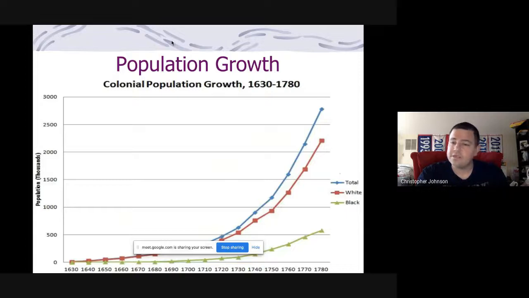Okay, we're going to see there's a huge population growth in the late 1700s. Almost 2.5 million people were living here in the colonies prior to the breakaway of the Revolutionary War. That is a huge amount of people. And most of those people were natural born here in the colonies. They didn't come from England. They were born here in America. They lived in America. They knew nothing about England other than that it was some other country halfway around the world.